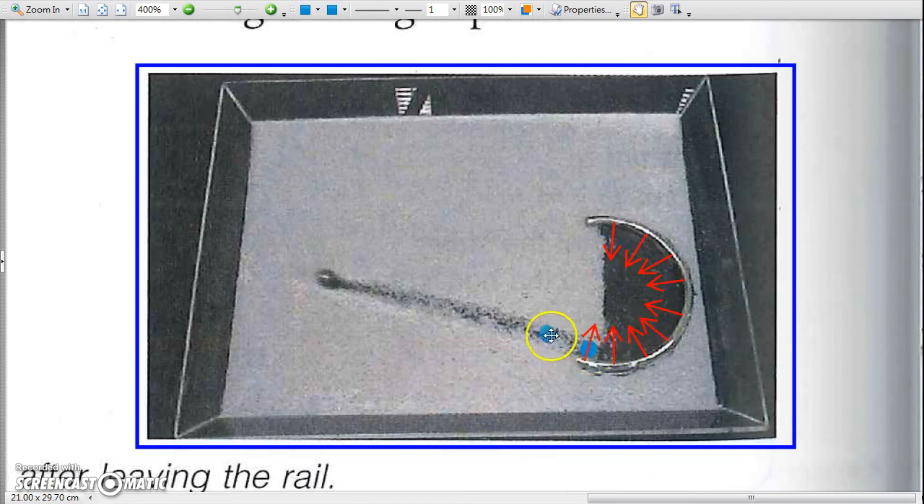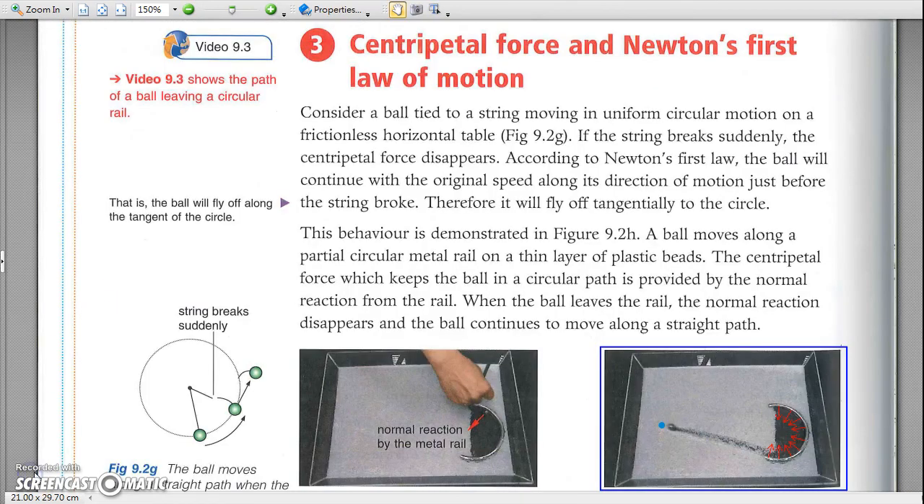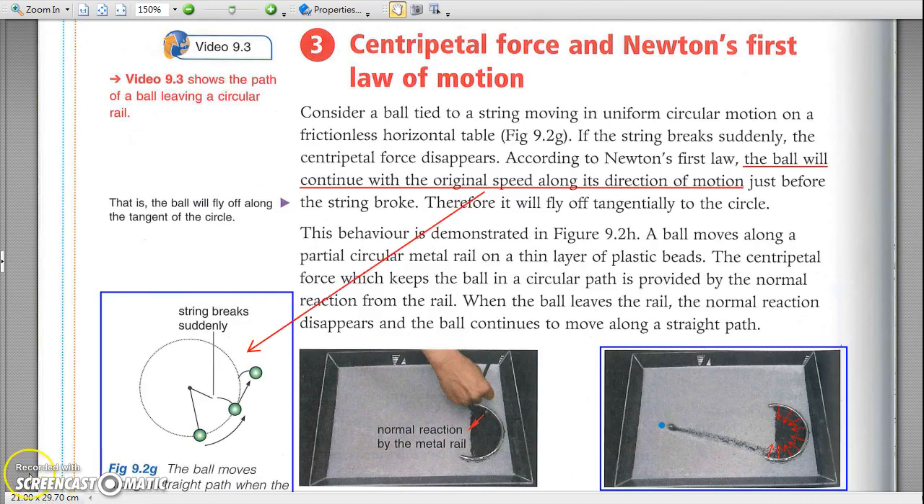Since then, there is no more normal reaction on the ball. The ball experiences no net force, and so it travels in a straight line afterwards. Similarly, when we roll a mass, and if the string suddenly breaks, the mass will fly off along the tangent to the path.